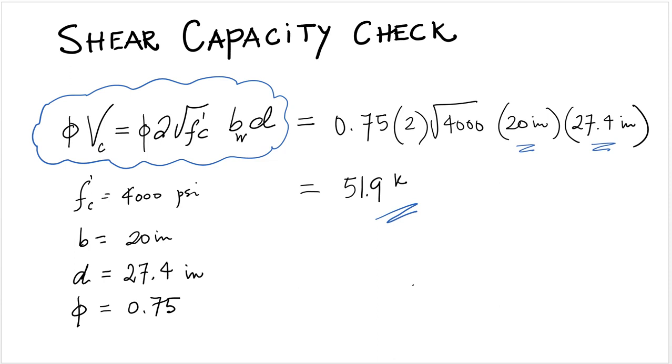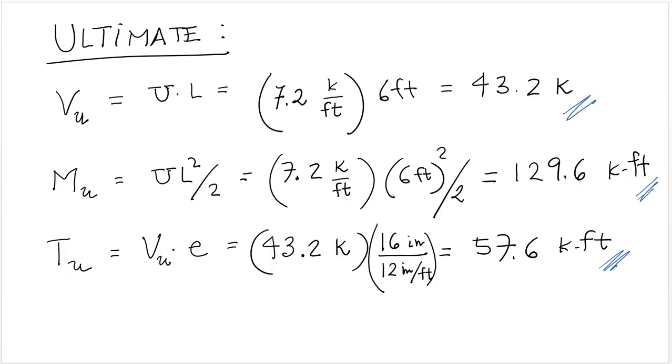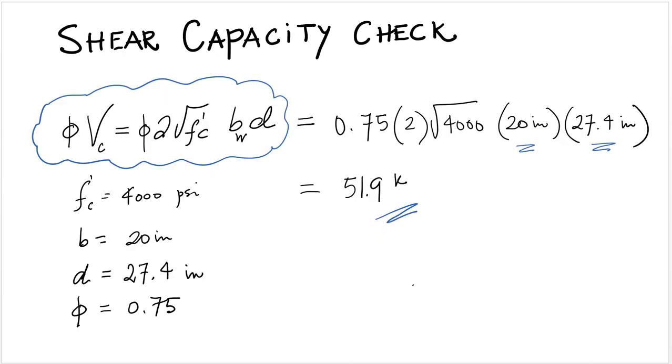That value, compared with 43.2, which is the ultimate shear on the beam, we can conclude that the beam does not need more than the minimum shear reinforcement, so it only needs minimum shear reinforcement.